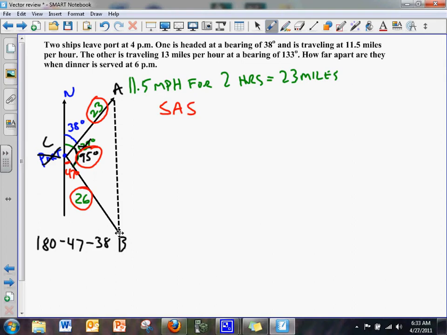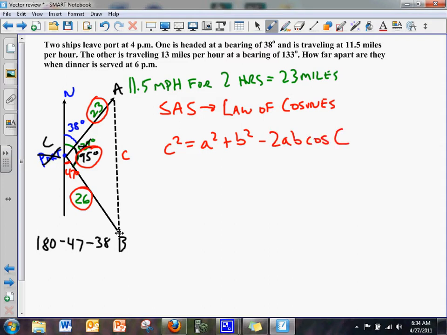With side, angle, side, we cannot use law of sines, because we do not have an angle and its opposite side. With side, angle, side, it is always the law of cosines. I'm going to use that to find sides. So here's the version of the law of cosines I'm going to use: c squared equals a squared plus b squared minus 2ab times cosine of C. Make sure you are in degree mode.